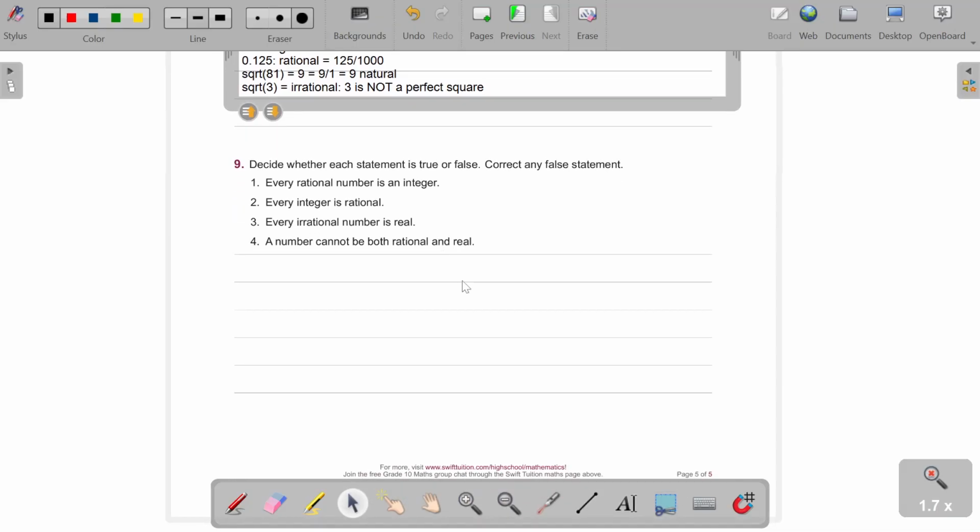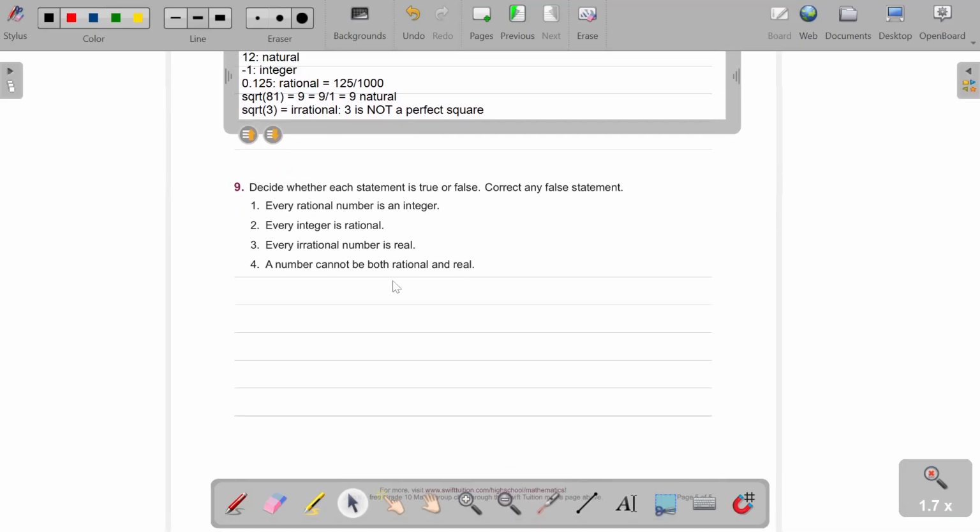Okay. Then we're going to look at this and decide whether each statement is true or false and correct any false statement. We'll read the first one, which says that every rational number is an integer. That is clearly not true. We know that rational numbers can be something like 3/5. 3/5 is not a nice whole number like 1, 2, 3, 4, 5, 6, or 0, -1, -2, -3.